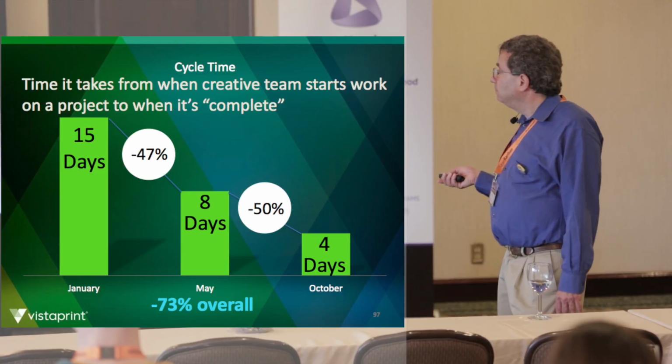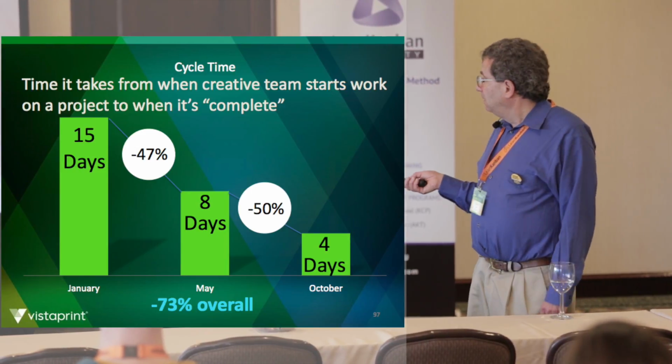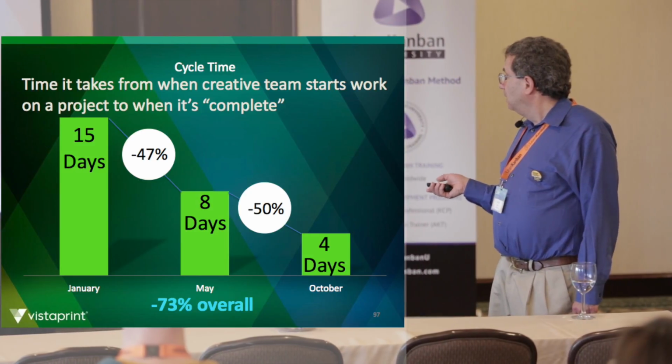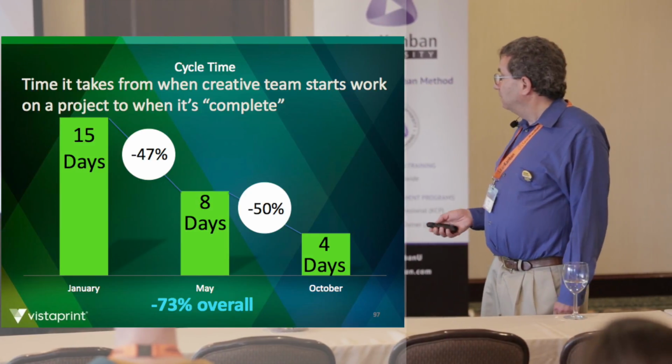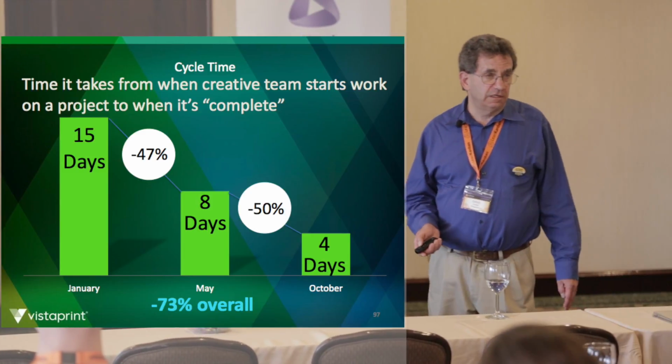For cycle time, they started out at an average of 15 days. By May, got that down to 8. By October, it was down to 4 days. 73% overall reduction in cycle time.